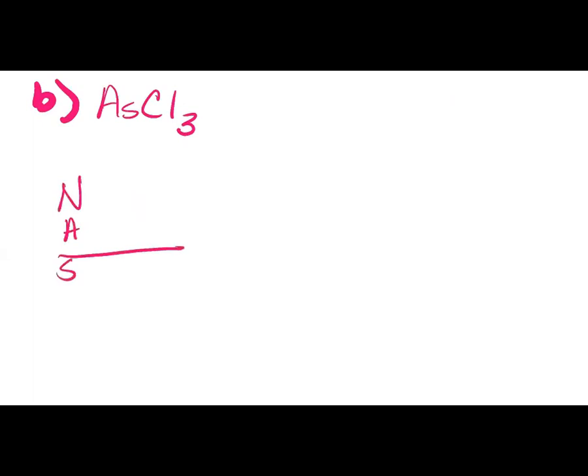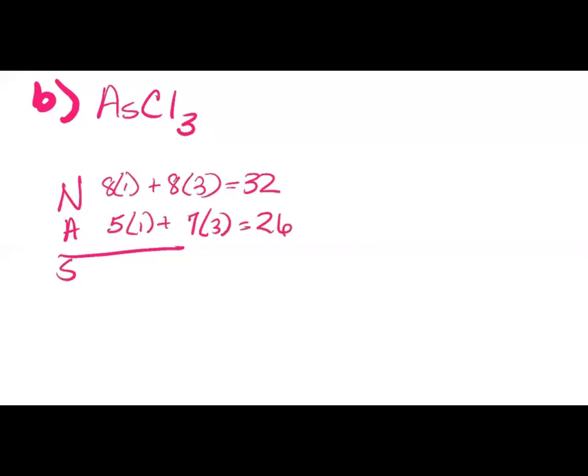So how many do you need? Each one of those atoms, we have 4 atoms, each one is going to need 8. So you could do this as arsenic needs 8, and there's 1 of it. Chlorine needs 8, and there are 3 of it. Or you could just do 8 times 4. Same thing. Okay. Available. We have 5 available and 7 times 3 available. And so we get a total of 26.